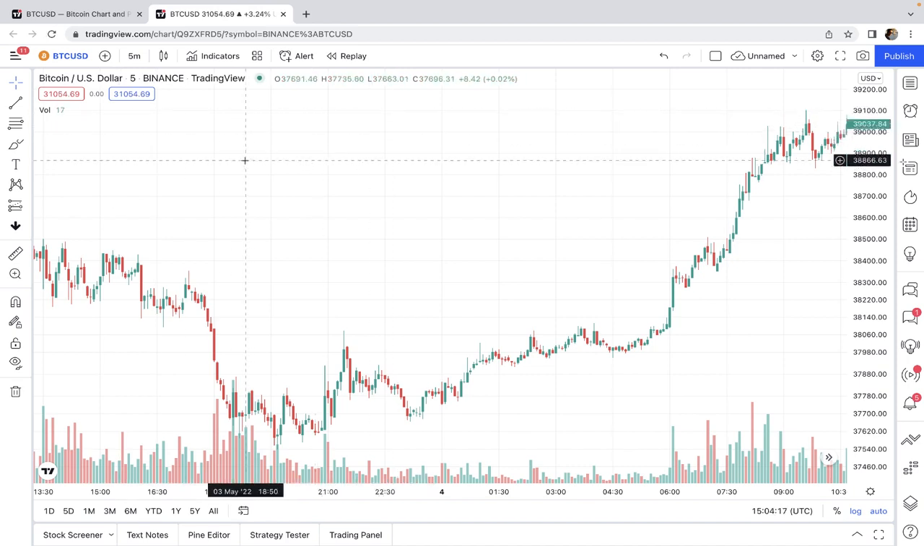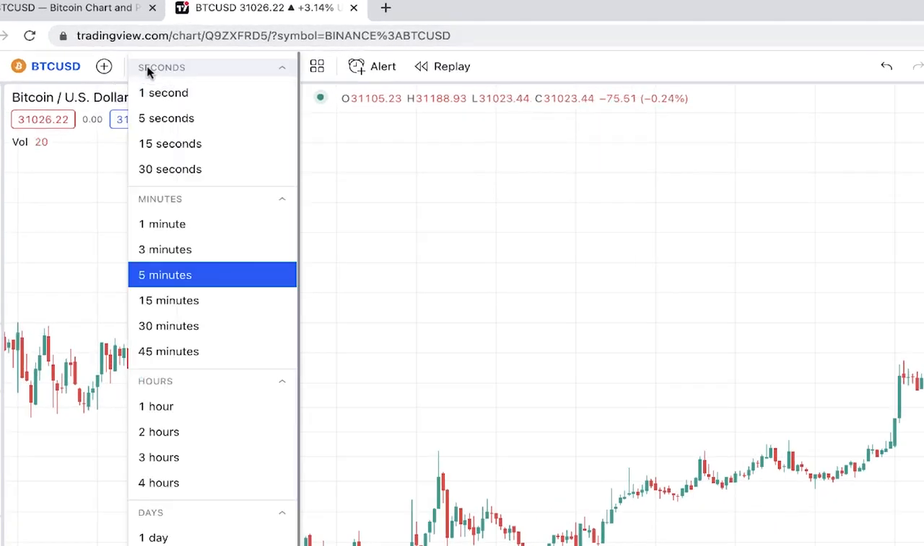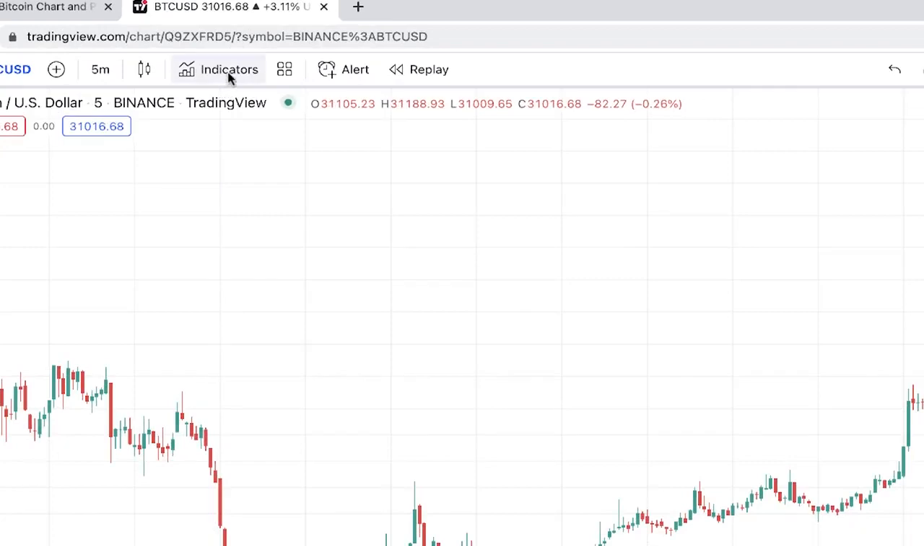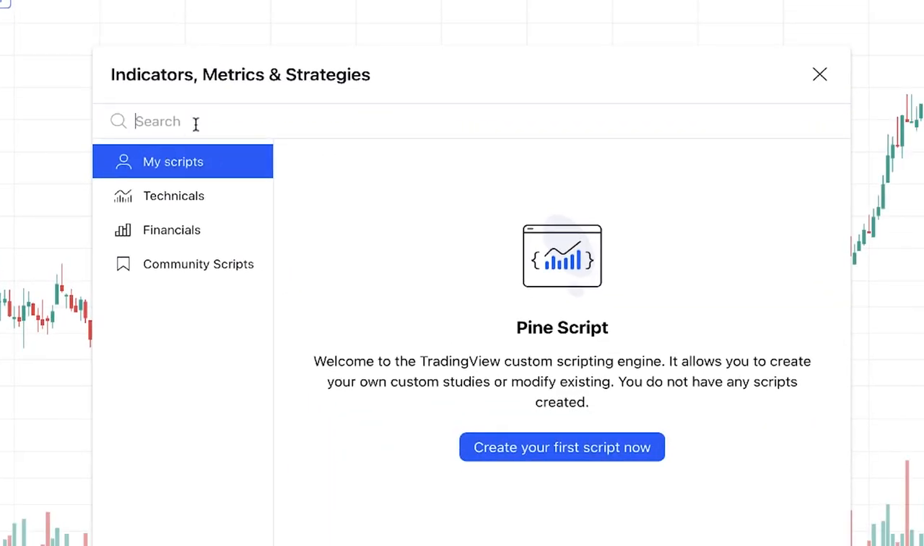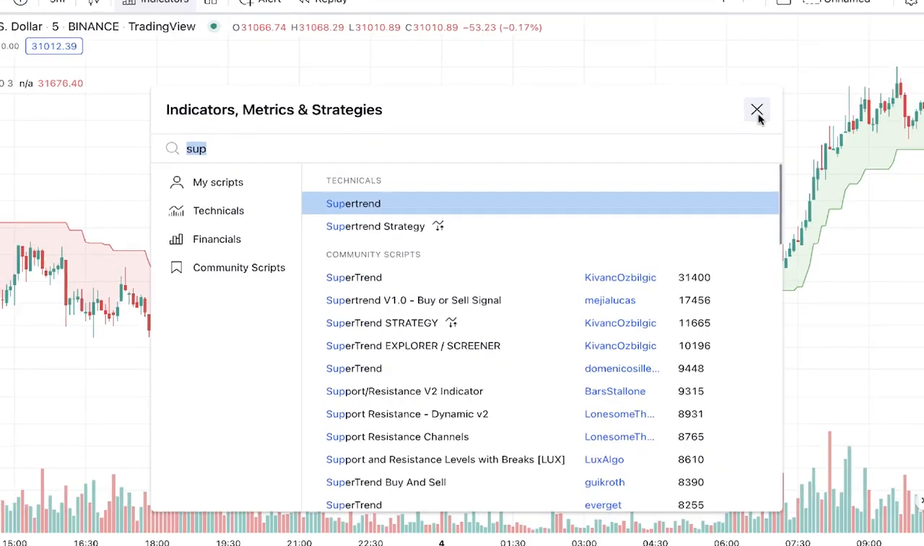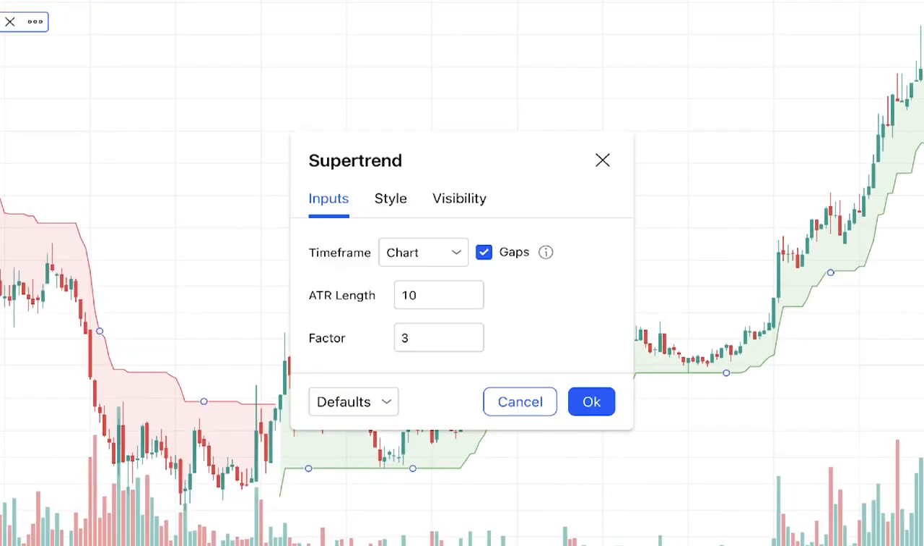Alright, as I said, this is a 5 minutes scalping strategy. So here we set the time frame on 5 minutes. We must add two indicators to the chart. For adding indicators, we click here on indicators and simply search the name. The first one is super trend, this one, which we use with the default settings. We don't change anything here in its settings.